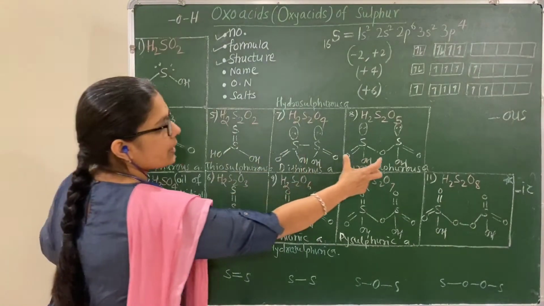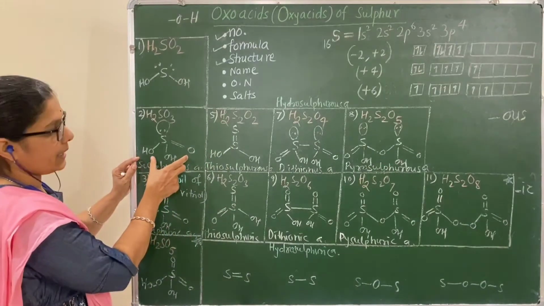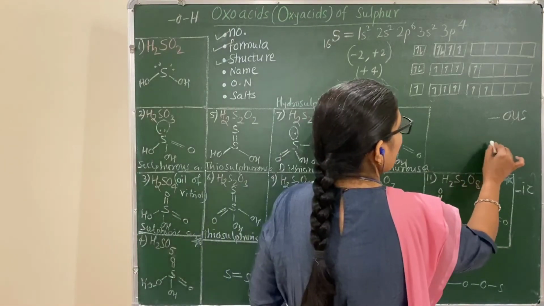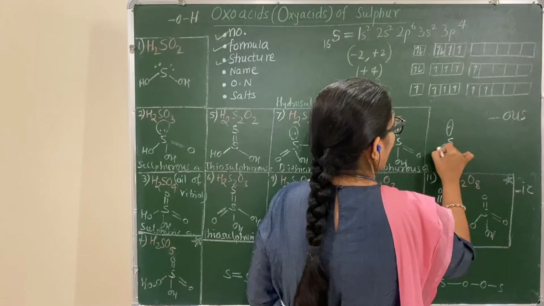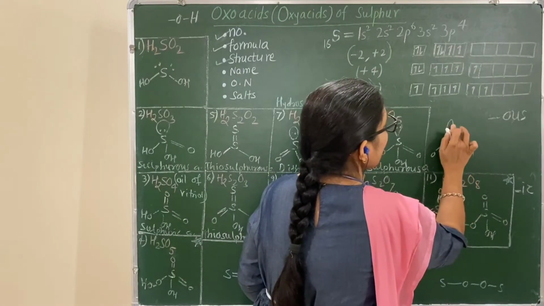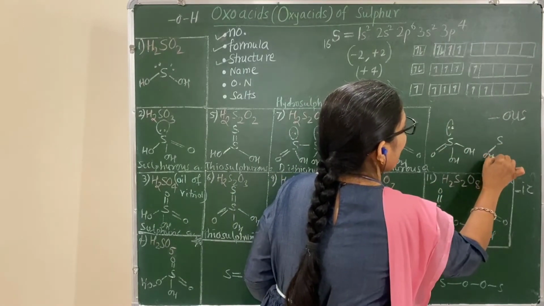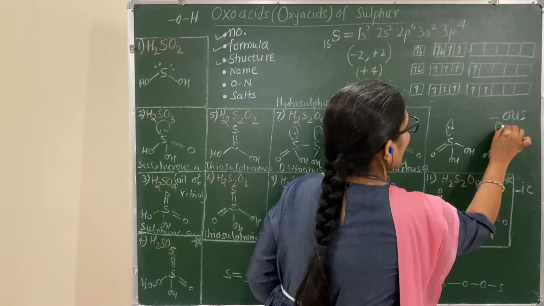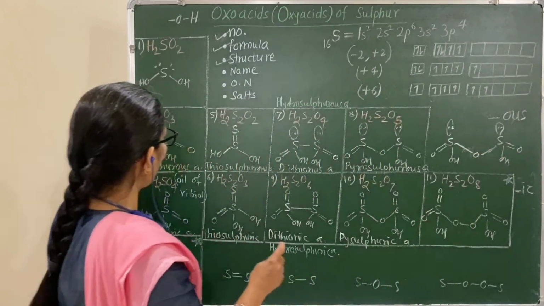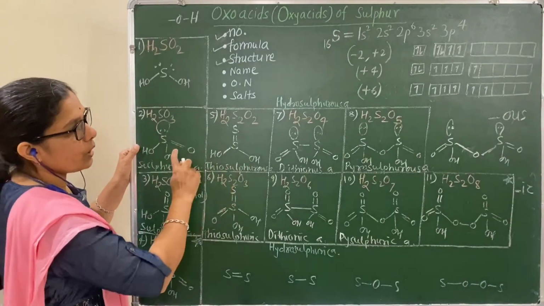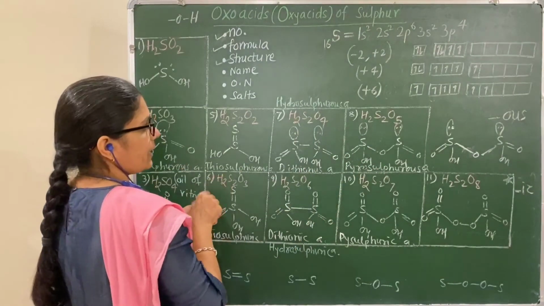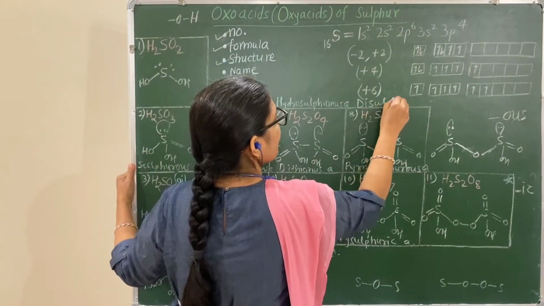Now see here. Observe this structure and this structure. This is sulfurous acid. If you take two sulfurous acids and join them together, for example, suppose this is sulfurous acid, H2SO3, and another sulfurous acid, this is OH, OH, double bond O. Now this H and this OH are removed, that is, H2O is removed. Two sulfurous acids joined and H2O removed, it is formed. Therefore, if it is sulfurous acid, then it is called disulfurous acid.